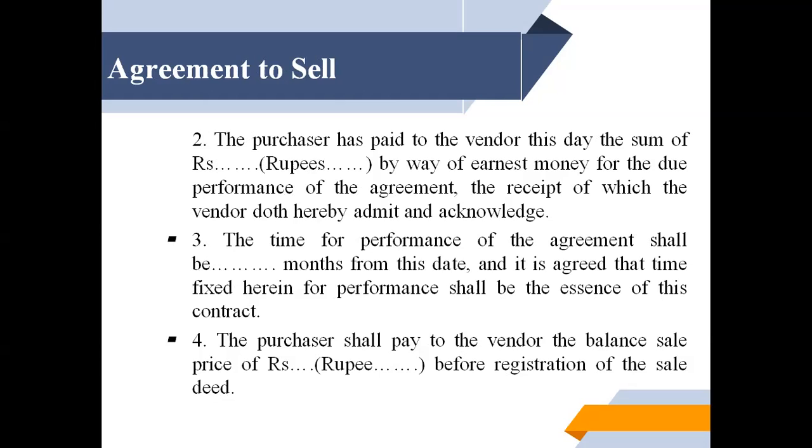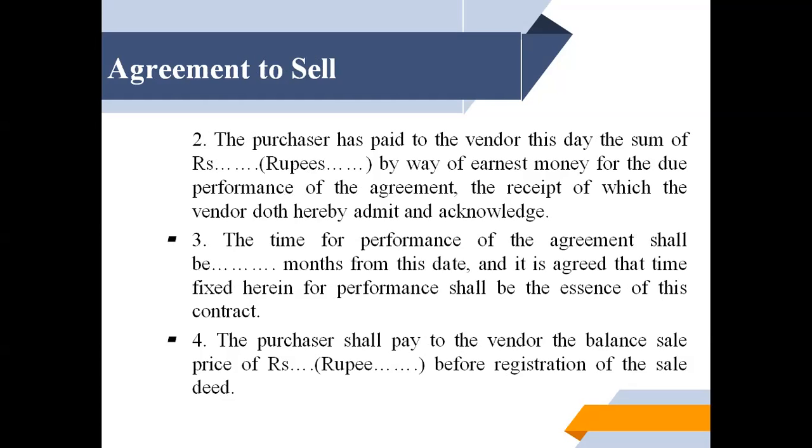Thereafter, the time for the performance of the agreement shall be so and so, 2 months, 3 months, you may mention over here 4 months, as the case may be, my dear students, from this date, and it is agreed that time fixed herein for the performance shall be the essence of this contract. So this is also one of the terms and conditions which may be put in the agreement to sell, that in this contract the time is the essence of the contract, and this contract needs to be completed within a specified period, which has been specified by the respective parties to the deed.